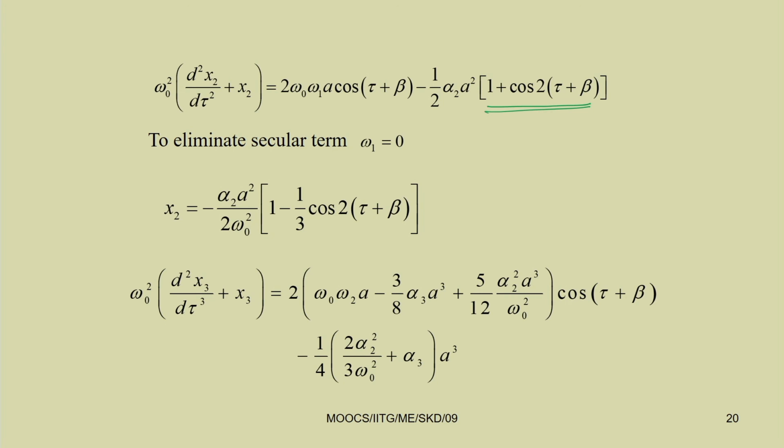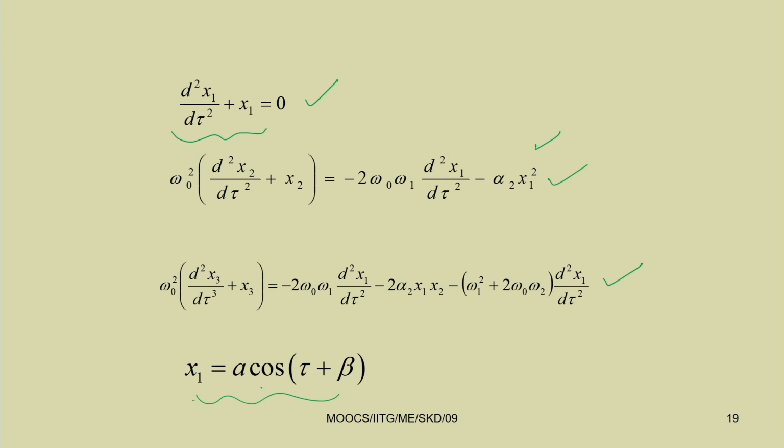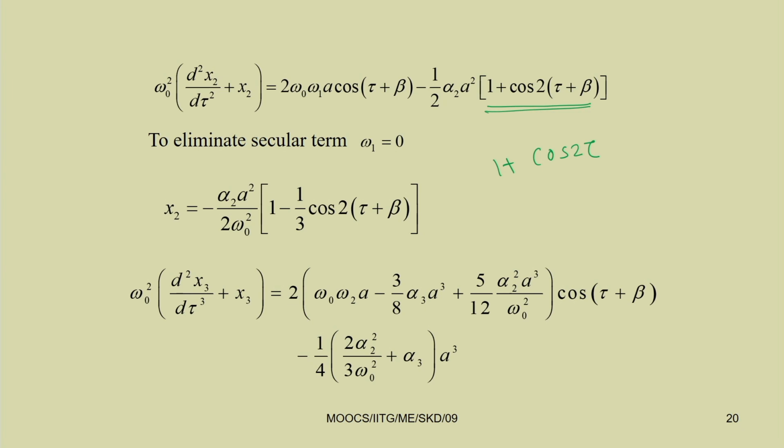As you know, this cos square is 1 plus cos 2 tau over 2. So, you just see this term, a cos of tau plus beta. Here you have x 1 square. So, x 1 square will give you a square cos square of tau plus beta. So, you have to find how we can write a square cos square of tau plus beta.